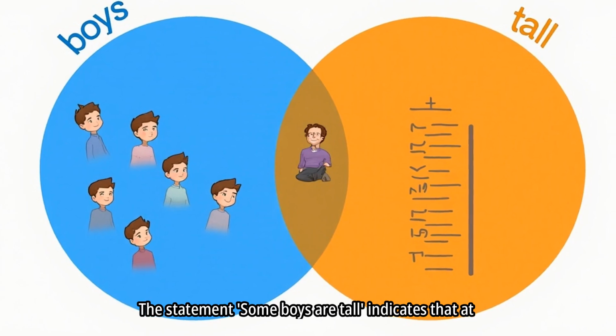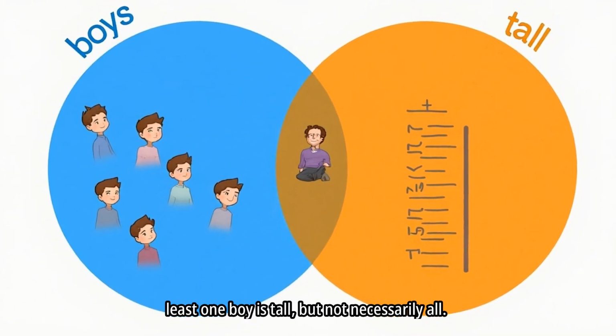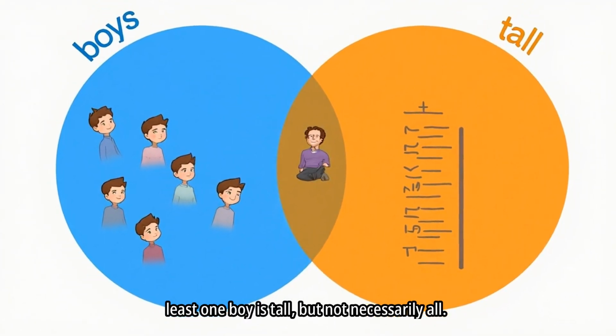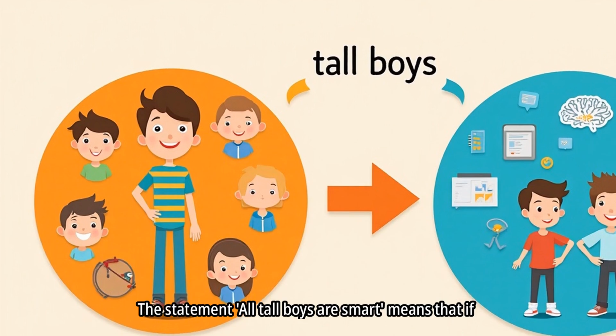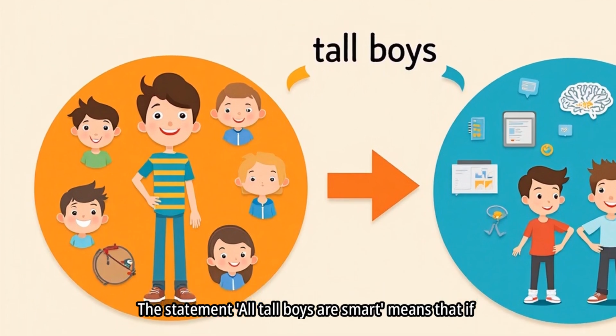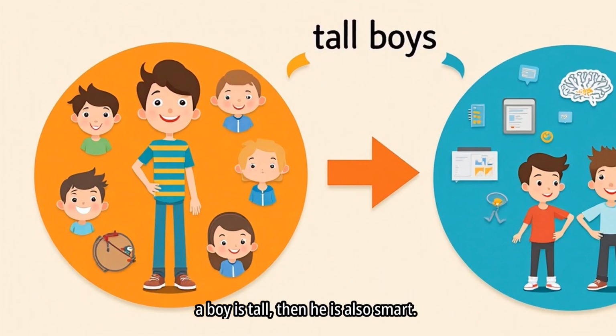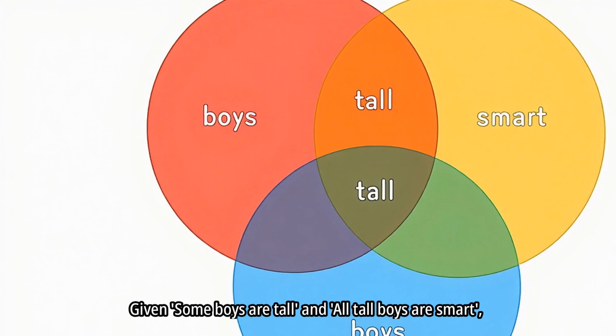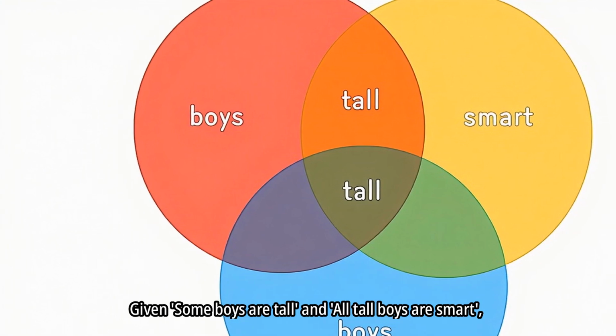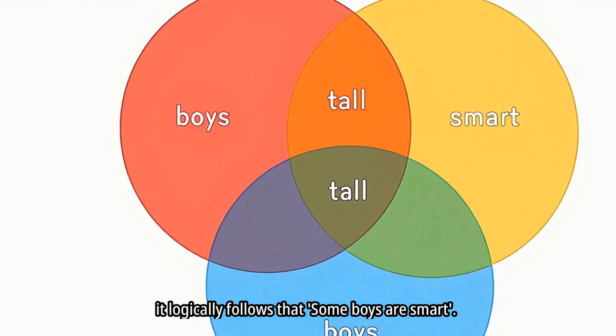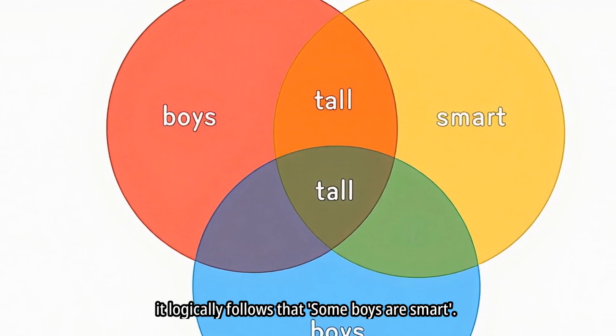The statement, some boys are tall, indicates that at least one boy is tall, but not necessarily all. The statement, all tall boys are smart, means that if a boy is tall, then he is also smart. Given some boys are tall and all tall boys are smart, it logically follows that some boys are smart.